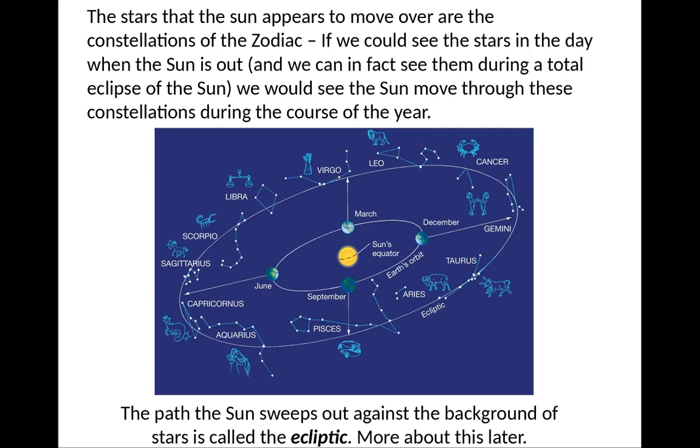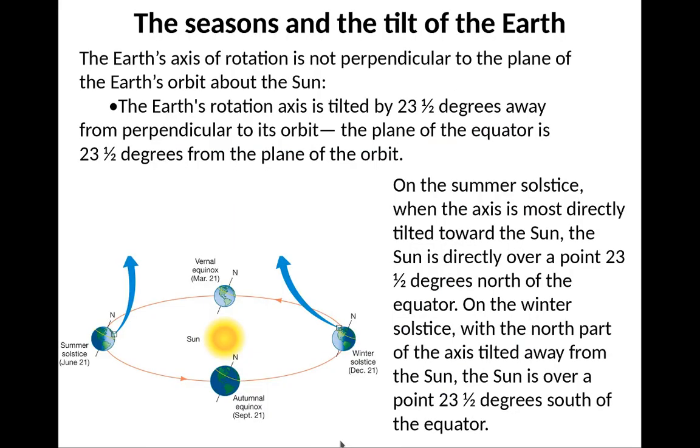And so what happens is that the sun will move over the constellations that it's behind. For instance, if I look at March, I can see the sun is in Pisces. In December, I can see it's in Sagittarius, for instance. And in June, say, it's Gemini. So the sun will move through these constellations over the course of a year. The path the sun sweeps out against these background stars is called the ecliptic.